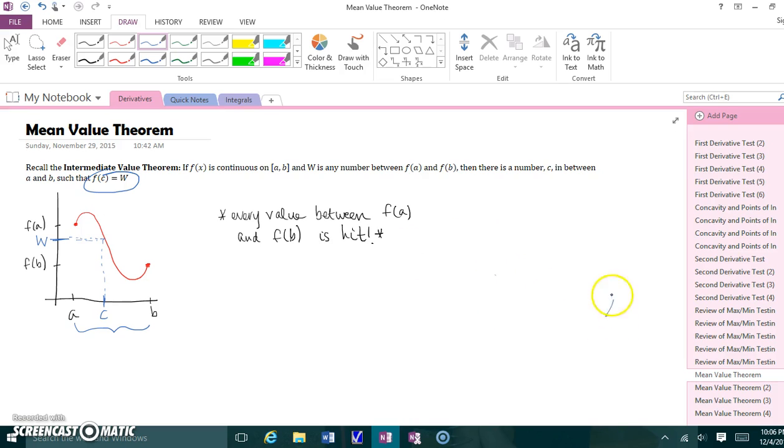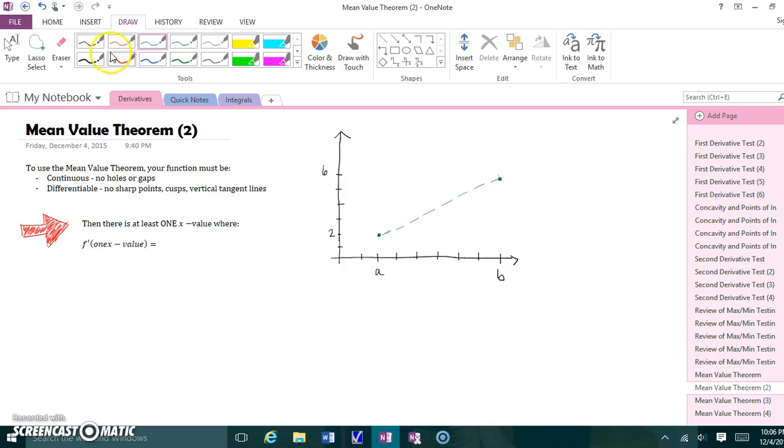The mean value theorem looks like this. First of all, in order to use a mean value theorem, there's a couple of things you have to have with your function. Your function needs to be continuous, meaning there's no holes, gaps, asymptotes, or jumps, and it needs to be differentiable. That means you can take the derivative anywhere. So there's no sharp points, no cusps, no vertical tangent lines.